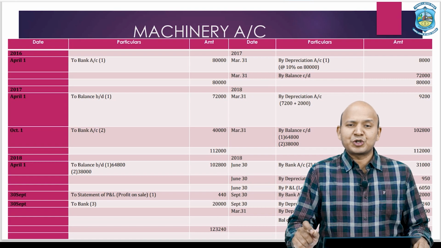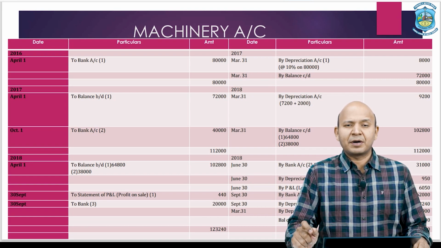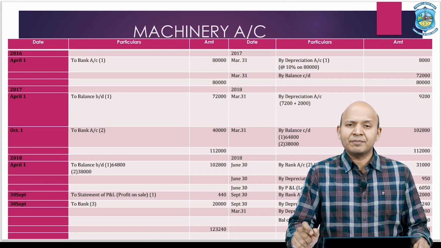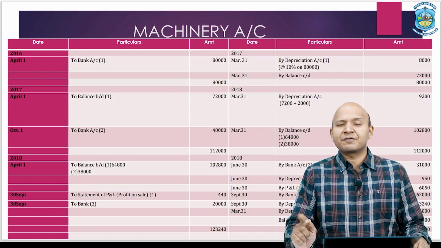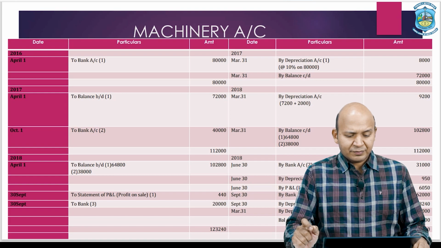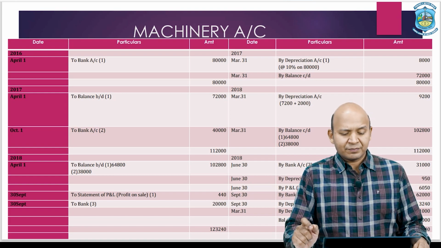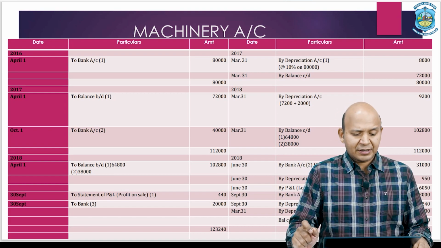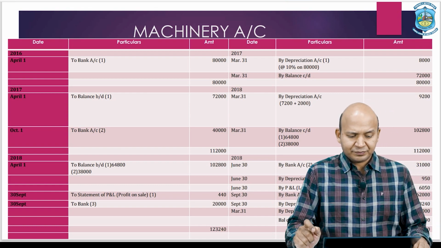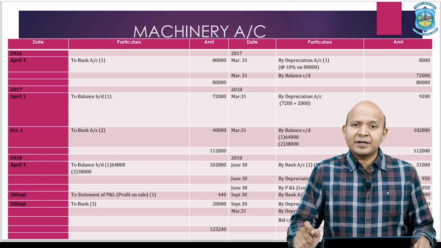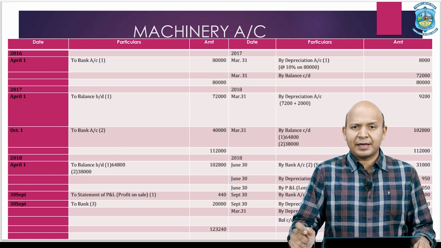This is the machinery account. We have the particulars column and the amount column. On 1st April 2016, the first machine was purchased. The cost of the machine was 80,000. That is the reason we have recorded that on the debit side. Entry is machinery account debit to bank. In this particular year, there is no further purchase of any machine.